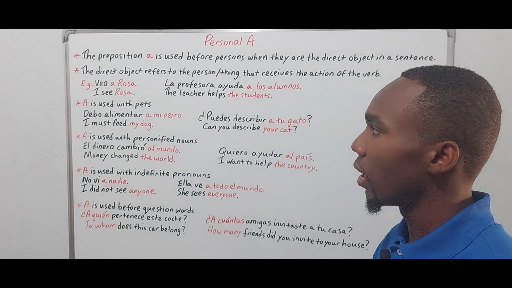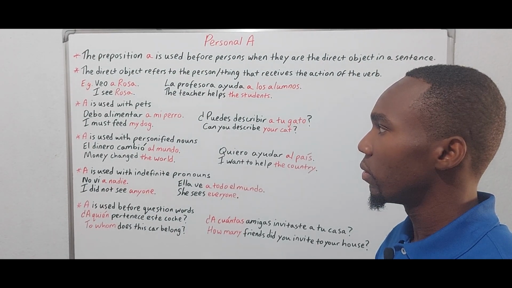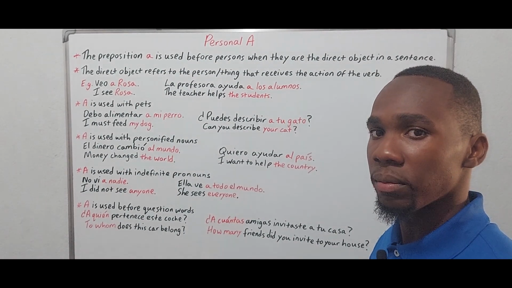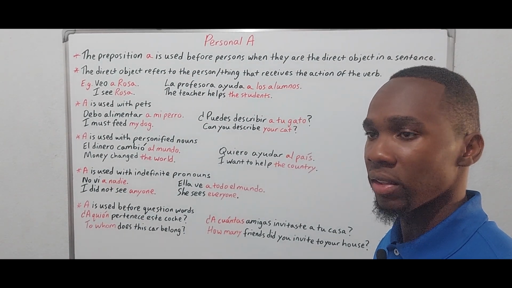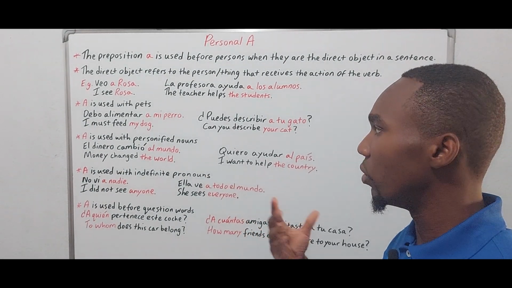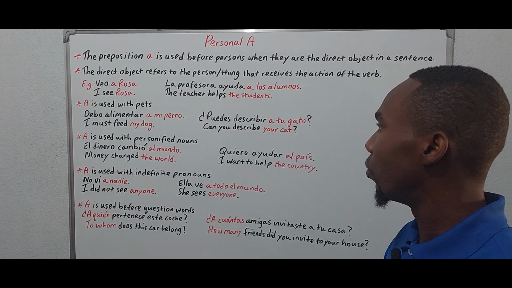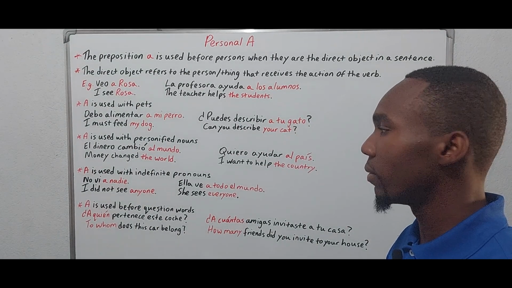Debo alimentar a mi perro. I must feed my dog, right? So this dog belongs to you, right? This is not any dog, this is a pet, so we use a. Puedes describir a tu gato. Can you describe your cat?